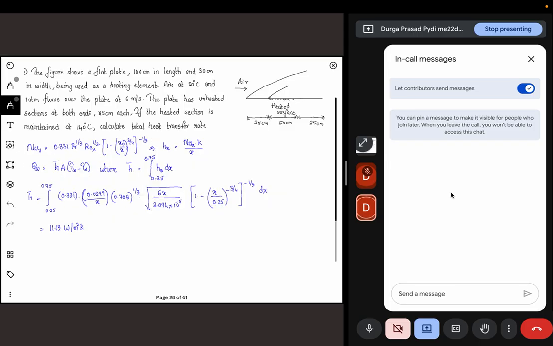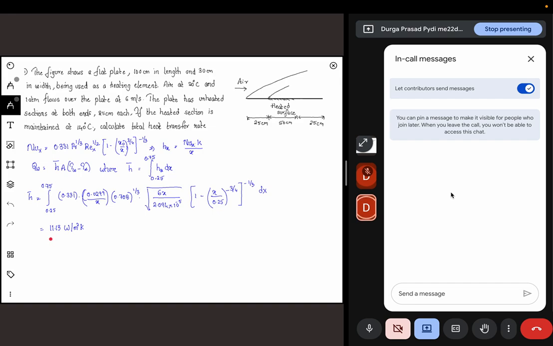So first I'll derive hx, which is Nusselt number times k by x. And then qw is basically h bar times this value. H bar is the integral, from this point to this point, which is from 0.25 to 0.75, of hx dx. So if I substitute the values and integrate, I'm getting it around 11.13.